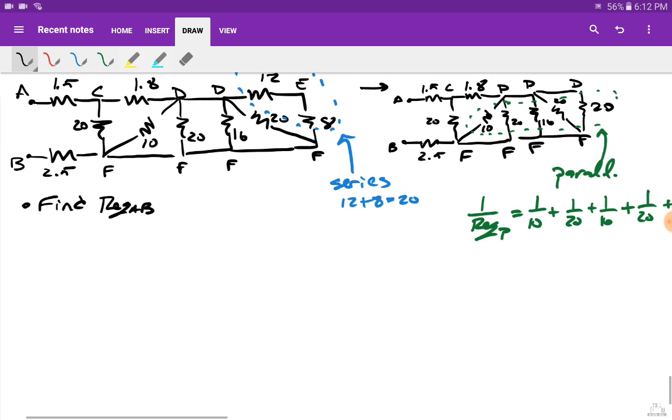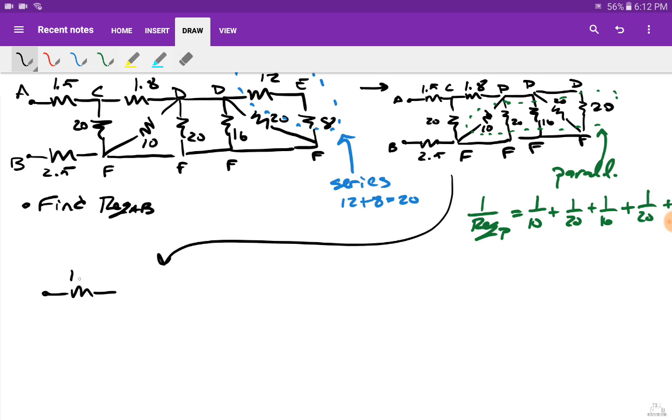Before I do that, I'm actually not going to do that. I'm actually going to redraw this in a way that looks a bit more familiar to the students. And I'm also going to make it a little bit bigger. So this is 1.5. This is my A here. This is my B. This is my 2.5. This is my 20. Then I have my 1.8 right here.